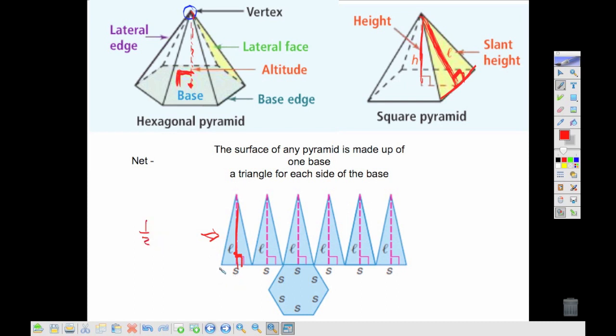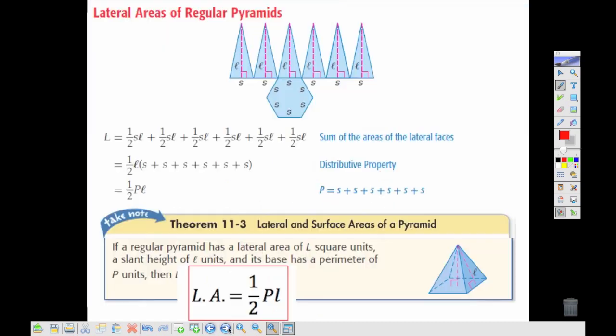to find the area of each one of these little triangles as 1/2 times our base, which would be the side of our base, times L, the slant height. So each one of these would be that. But then notice that they're repeated for every side. That's going to allow us then to use this formula. Since we're repeating all of those sides, we're going to instead use the perimeter of the base in our formula, and that'll be a shortcut for finding lateral area, 1/2 times the perimeter times L.